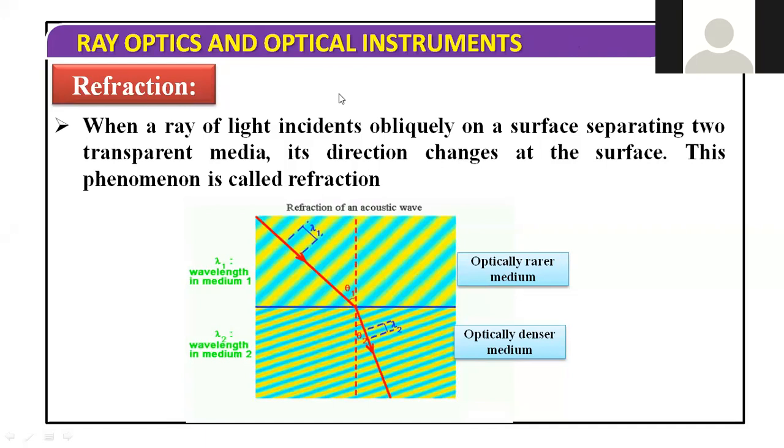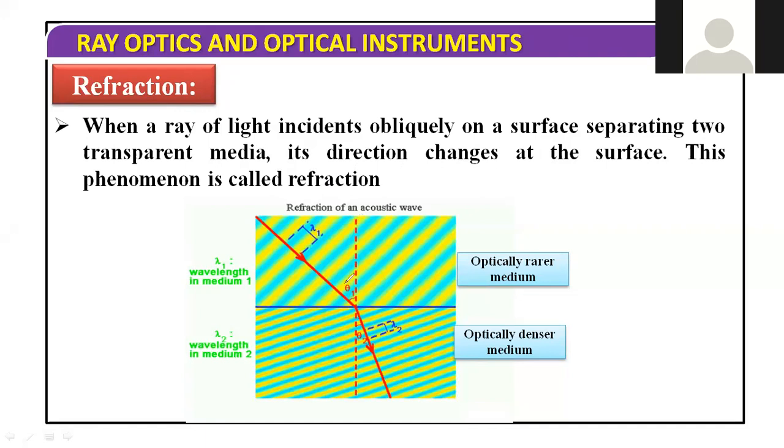Okay, so we are doing refraction of light, and in refraction of light, we are studying that a ray of light incident obliquely on a surface separating two transparent media changes its direction at the surface. This phenomenon is called refraction. So here we are taking two media.